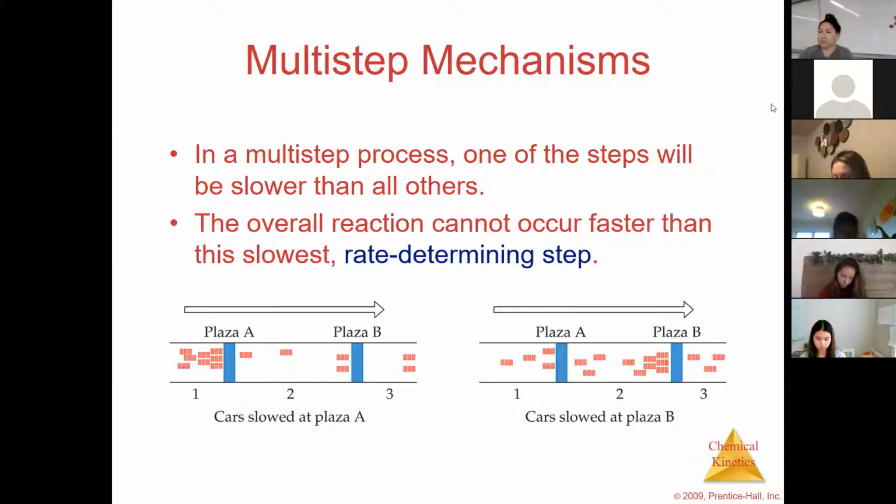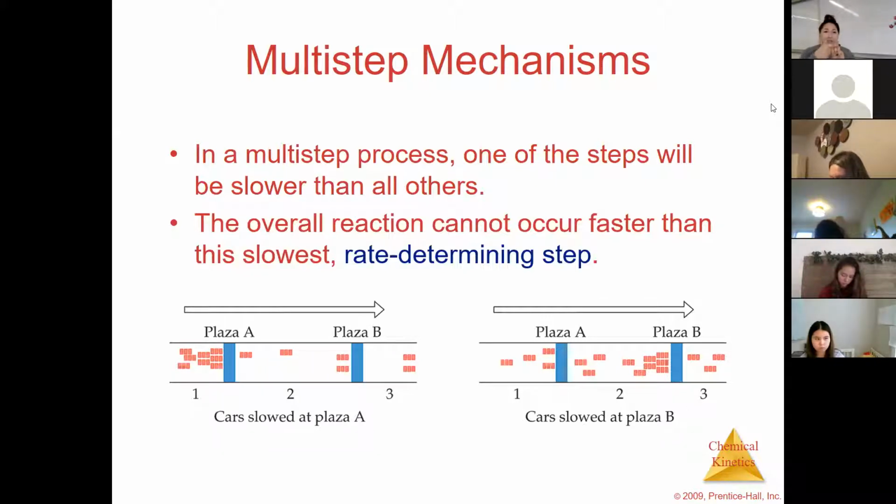So this little picture they're showing is kind of like, when you drive to school and there's just that one light that takes forever. If you happen to get that light on a good day, you're going to get to school faster. Or if it takes forever, you're going to take forever to get to school. That's your rate determining step. The longest piece is your rate determining step.